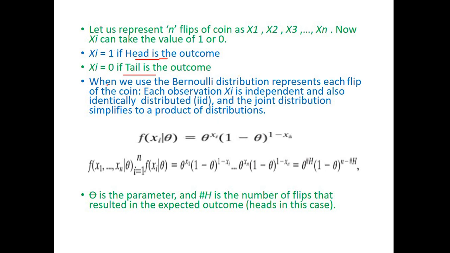When we use the Bernoulli distribution, it represents each flip of the coin. Each observation xi is independent and also identically distributed, and the joint distribution simplifies to a product of distributions. So the probability of the outcome xi given the parameter theta can be represented as theta power xi into (1 minus theta) whole power (1 minus xi). This is according to the Bernoulli distribution for the given outcome xi.